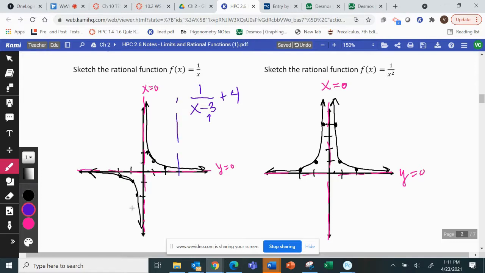at x equals 3. And up 4, so now I would have a y asymptote at 4, and then we would just have that same graph, those branches in here.